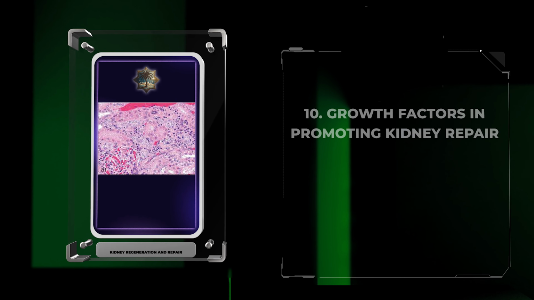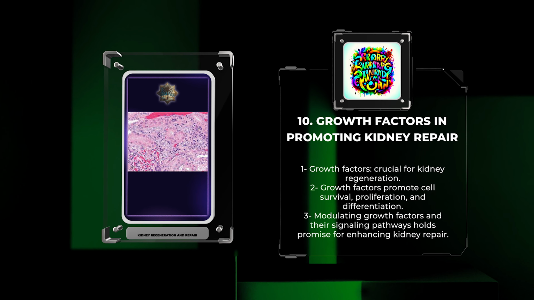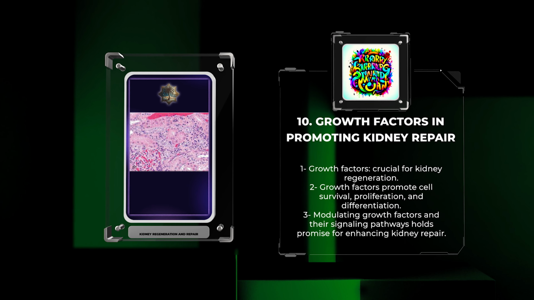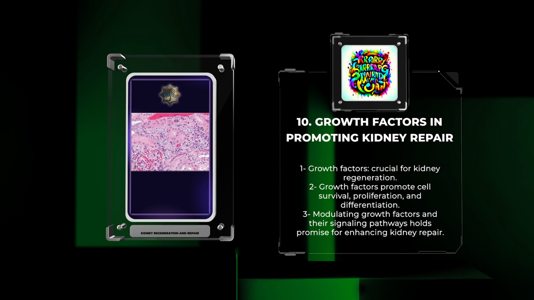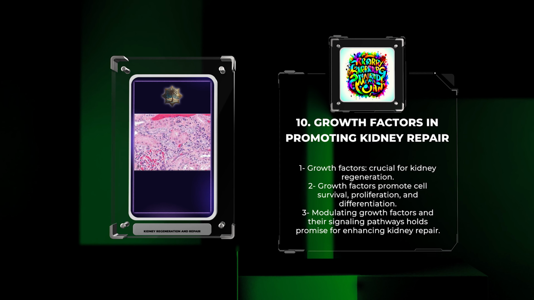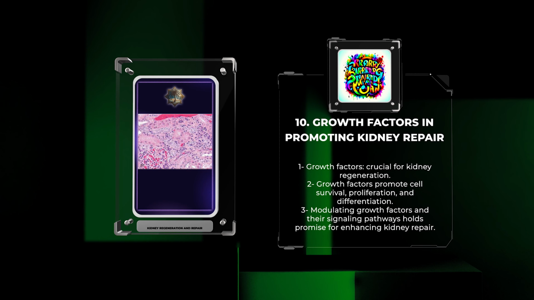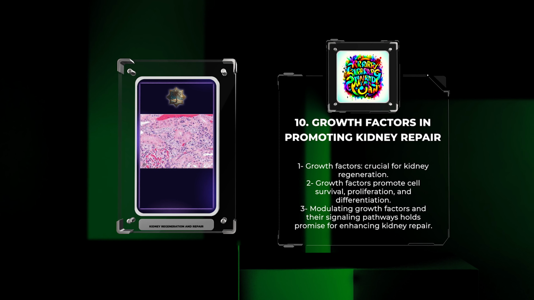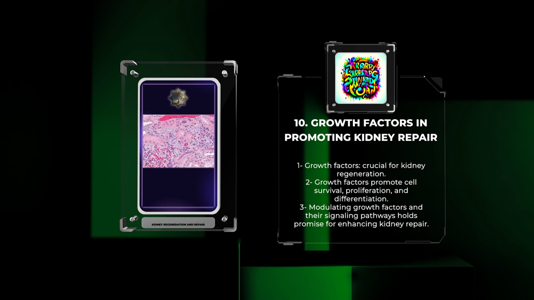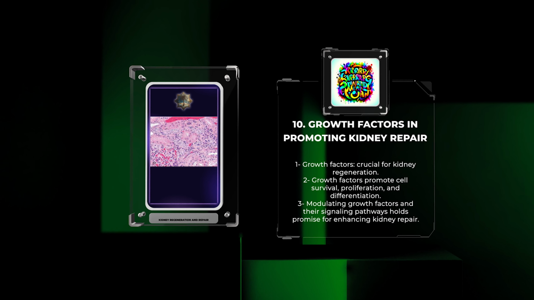Growth factors play a crucial role in kidney regeneration by promoting cell survival, proliferation, and differentiation. Growth factors such as hepatocyte growth factor, epidermal growth factor, and transforming growth factor beta, TGF-beta, are involved in various aspects of renal repair. These factors modulate cell behavior, stimulate ECM remodeling, regulate immune responses, and promote angiogenesis. Harnessing the regenerative potential of growth factors through targeted delivery and modulation of their signaling pathways holds promise for enhancing kidney repair processes and improving patient outcomes.